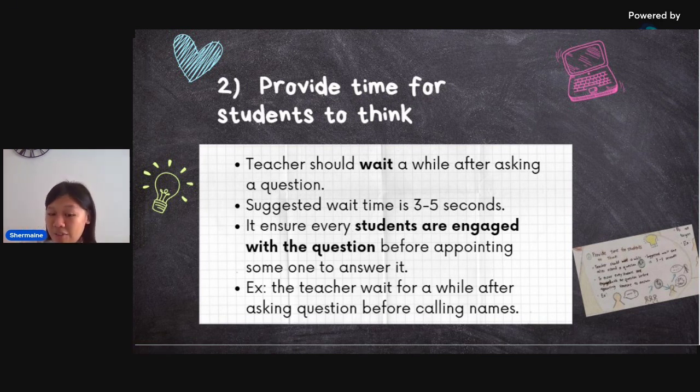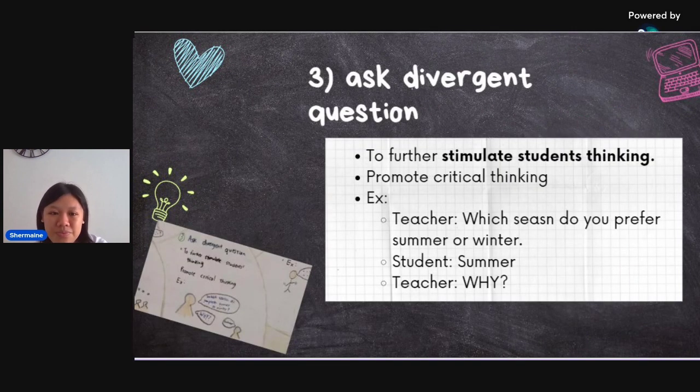This effectively engages all the students in the question, because if you already asked, what do you prefer, summer or winter, Sean? Then other students don't have to think about it anymore. So to make every student think about it, you don't appoint someone first. You wait for a while before you appoint other people.